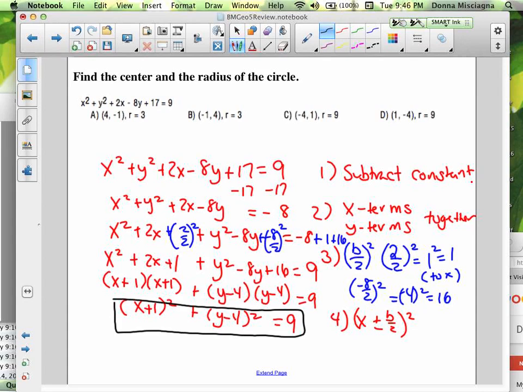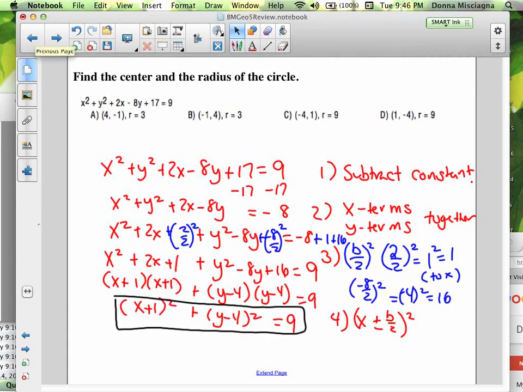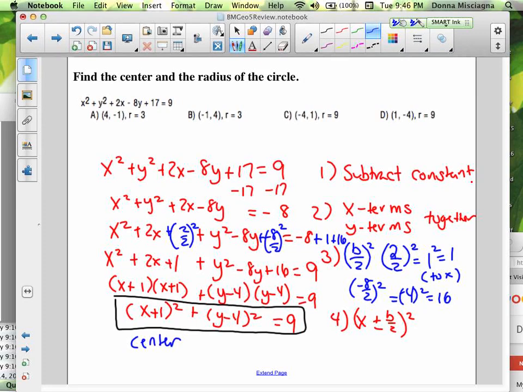It is written in that format, x minus h squared plus y minus k squared. And that h, k is our center, which means, don't forget, the negative is with the equation. So if we see a plus, it means we really have minus a negative. So our center is at -1, 4. And our radius is 3. And therefore our answer is B.